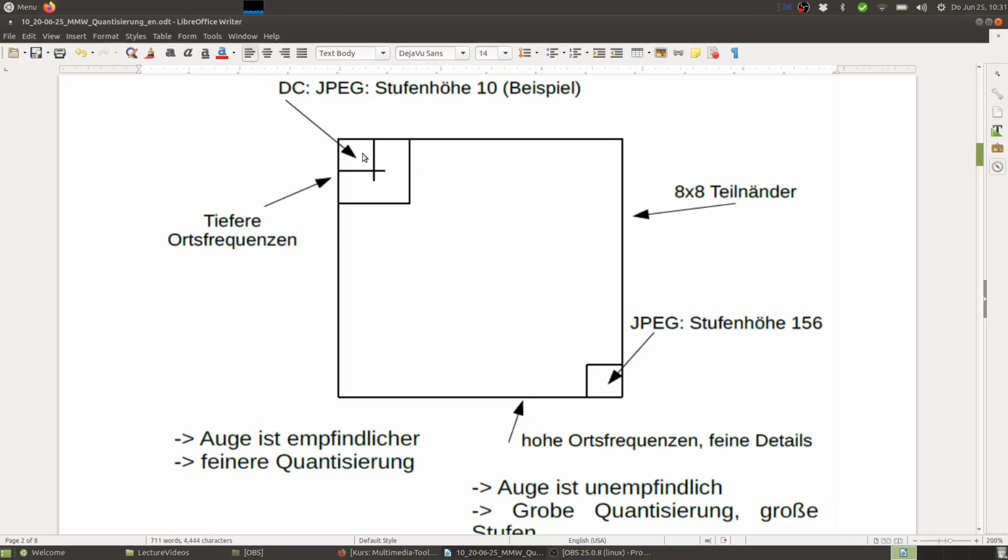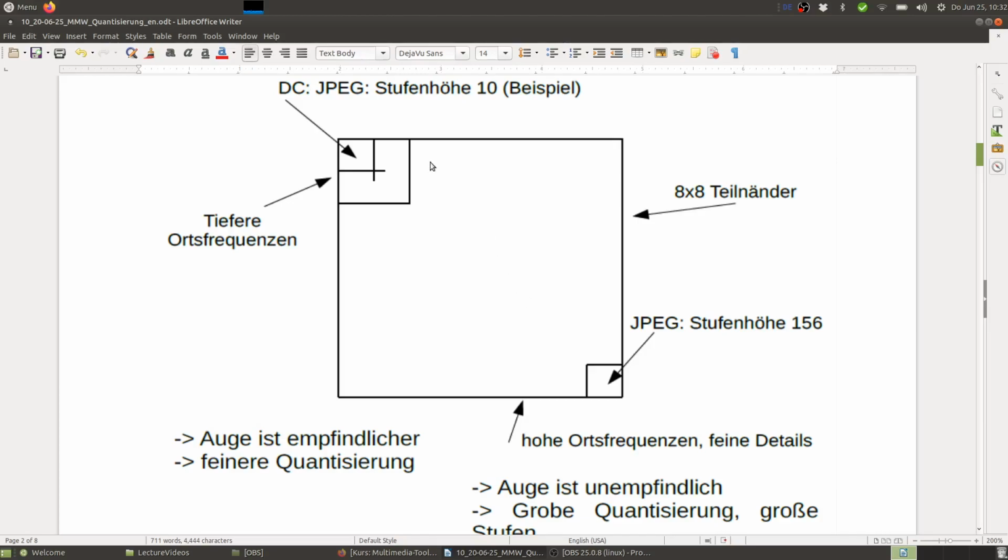Up here is DC. So here we have the lowest spatial frequencies. Here you can still see German language descriptions. So this means lowest frequencies. Here we have 8x8 subbands. And for each of those subbands we have defined a step size for the quantization. So this is the quantization step size.